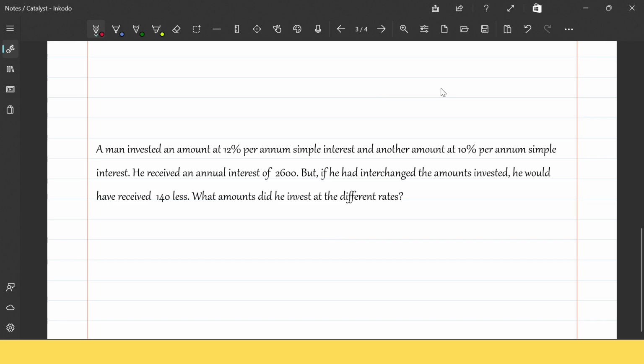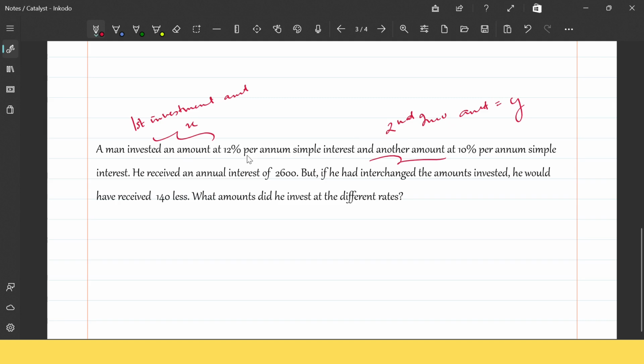Very simple. Let me tell you that a person is investing one amount. We don't know what that amount is, and here they have asked what amounts he invested. So let us assume the first amount, the first investment that he has made, I will take it as X, and the second investment that he has made, I will assume it as Y. This is X, this is Y.